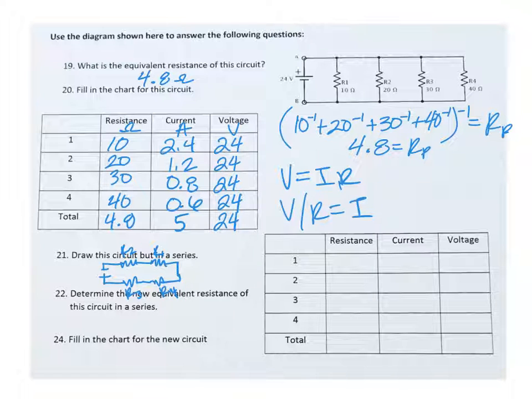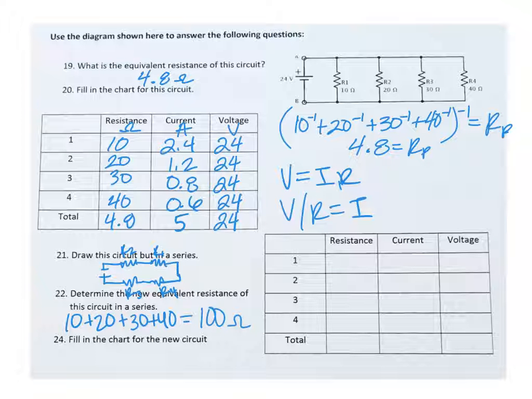So now for 22, we're going to determine the new equivalent resistance of the circuit in series. So series is the easy one. You're just adding them up. So it's just 10 plus 20 plus 30 plus 40, and when you add that up, you get 100 ohms. Your new equivalent resistance when it's in series is 100.